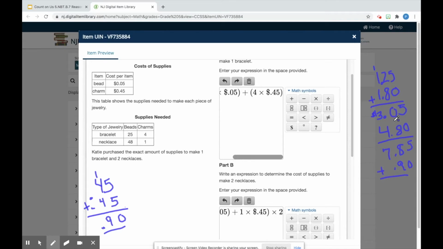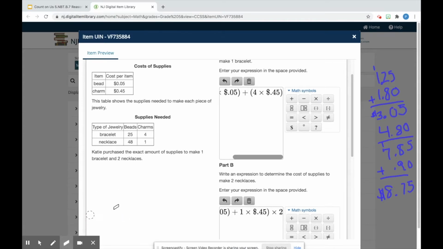Okay, so here we go. We're going to add these last few up. So this is 5, 9 plus 8. Ooh, that's a hard one. But if I take 1 from that 8, that'll be 10 plus 7. I can do that. 17. And then 1 plus 7 is 8. So $8.75 is how much Katie spent on bracelets.